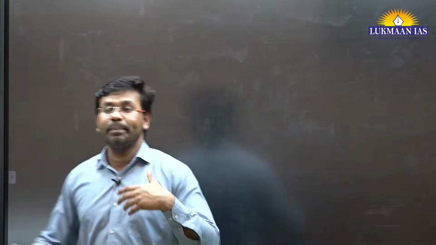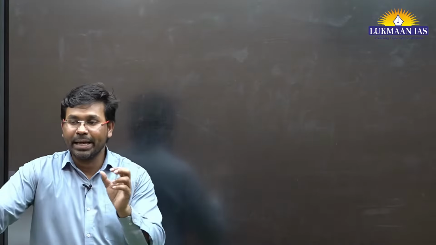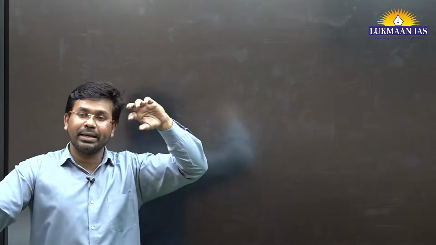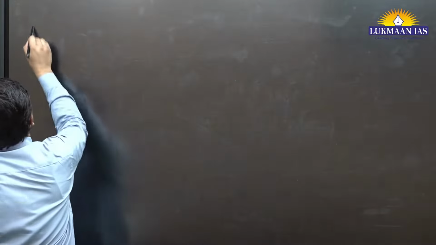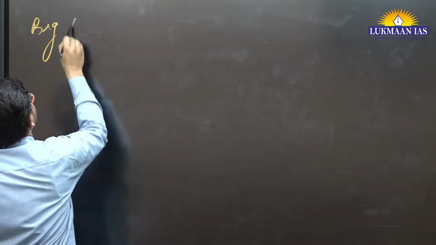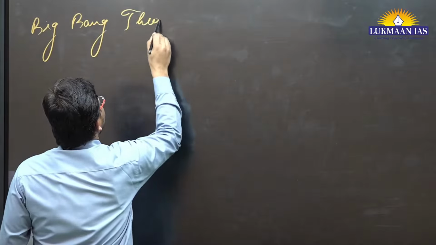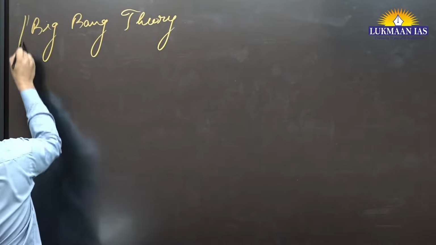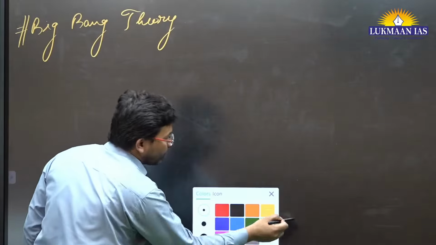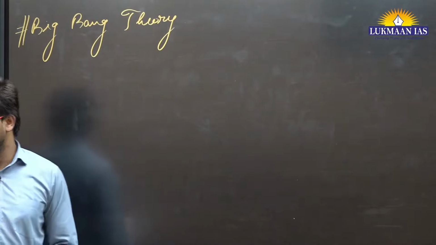So what does Big Bang theory say? Big Bang theory says that the universe was created long back. How long back? 13.8 billion years ago. How much? So let's understand about this. Write down about Big Bang theory. Quickly write this down.